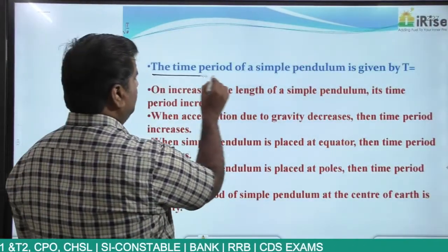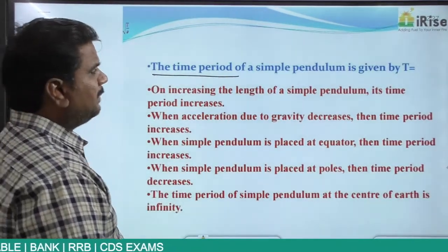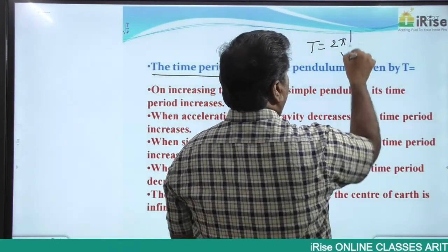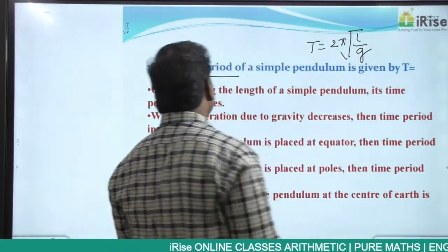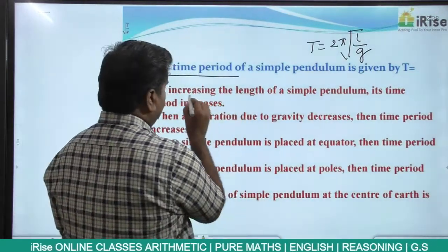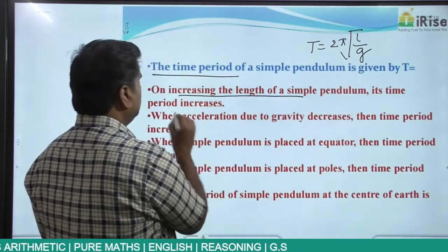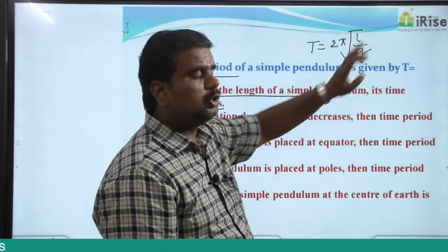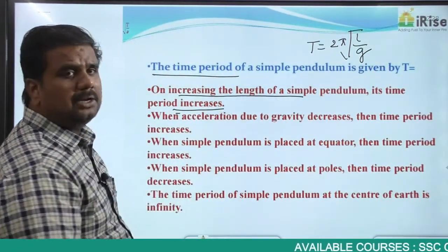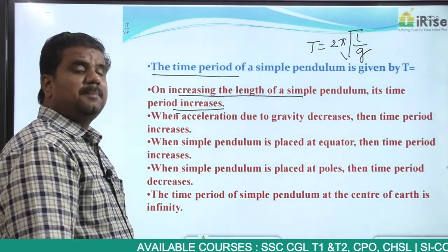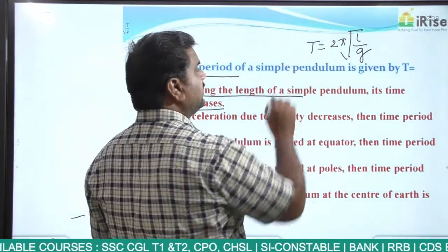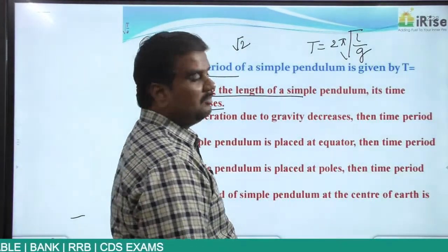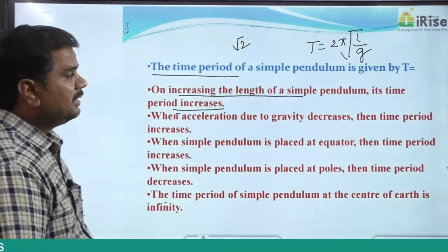Now here we're talking about the time period of a simple pendulum, which is given by T equal to 2 pi under root L by G. If you increase the length of a pendulum, then the time period increases. Why? Because time period and length are directly proportional to one another. Suppose the length of a pendulum is doubled, then the time period increases by root 2 times.